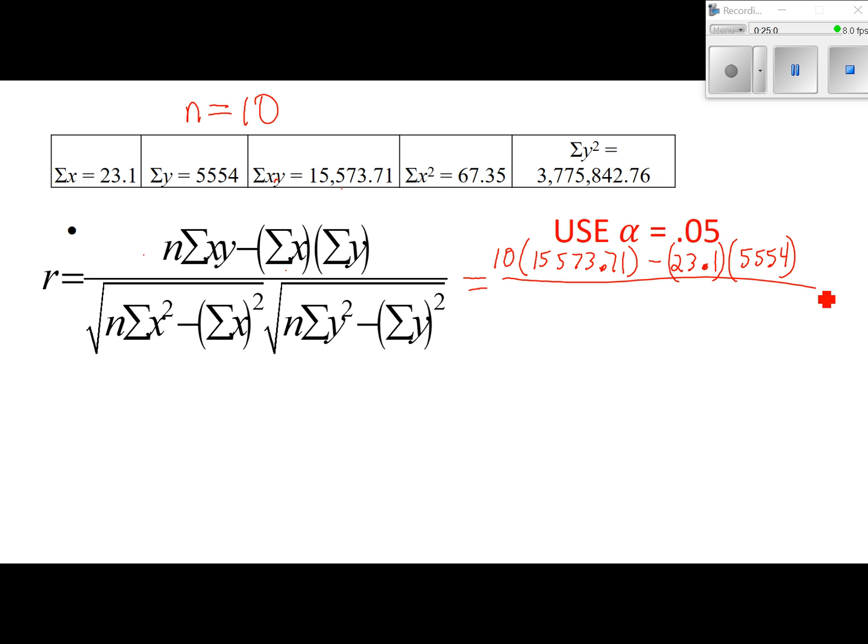I can probably plug all that into my calculator and just do it right now, and that's what I'd want to do. I don't want to try to do this whole big formula all at one time, otherwise I'll get lost. So if I plug all that into the calculator, I get 10 times 15,573.71 minus 23.1 times 5,554, and so on top I end up with 28. I think I did something wrong here. Let me make sure.